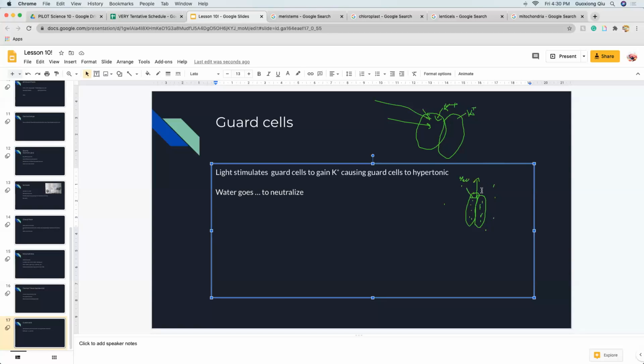Okay, I will continue. Because the cells are hypertonic and there's more solute, the K+ inside the guard cells means there's a lower water concentration inside, which means there's a higher water concentration out here in the environment. And since stuff goes from high concentration to lower concentration, osmosis occurs.